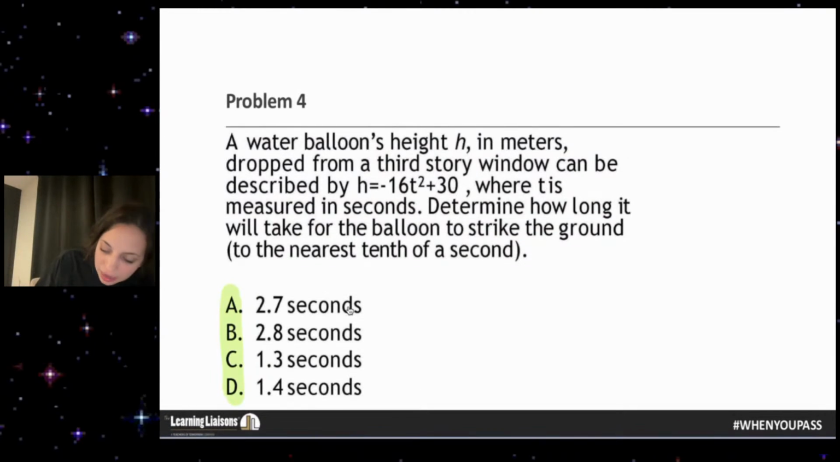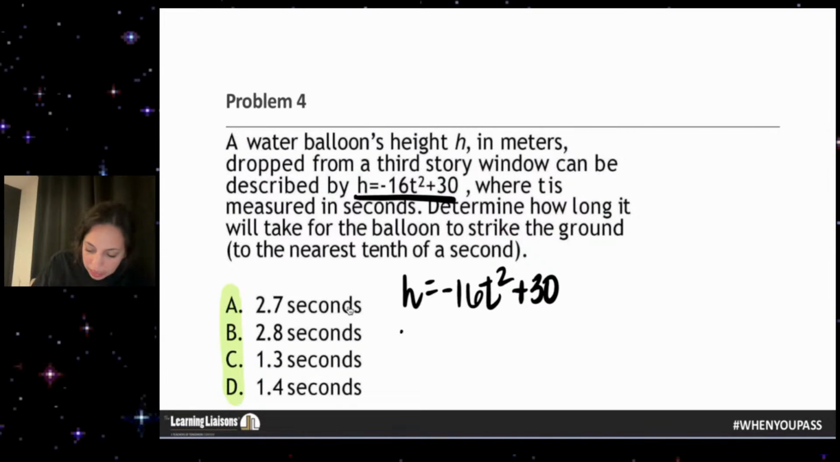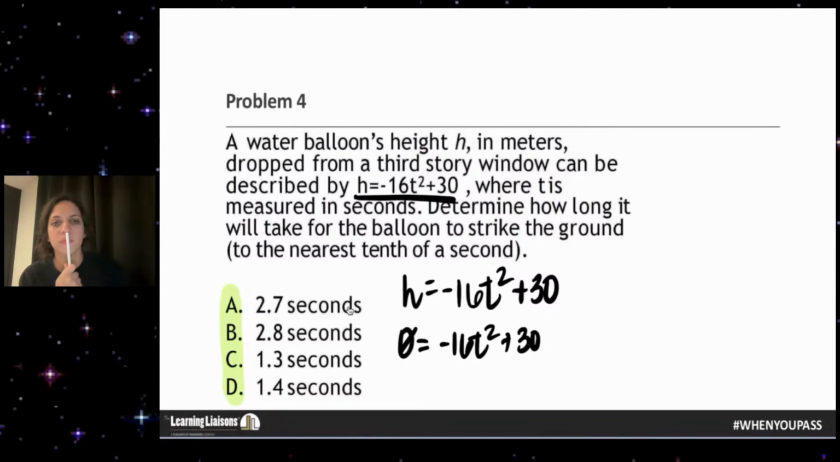So if they gave me the equation, and I know that it's 0 equals -16t squared plus 30, then couldn't I take each answer choice and plug it in for t and see which one gets closest to 0? So let's try that.